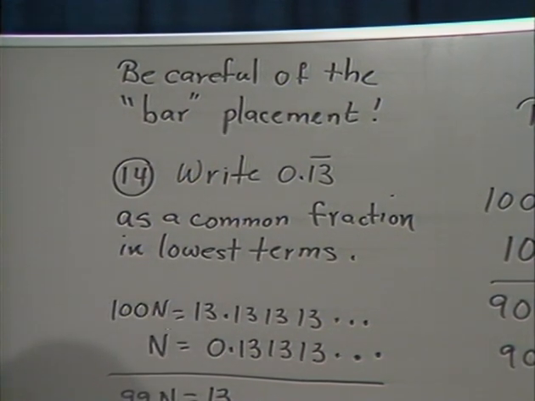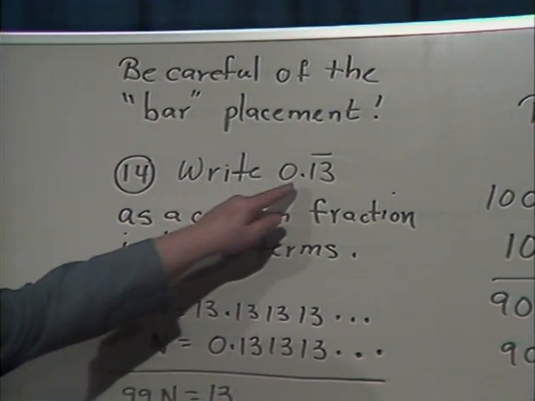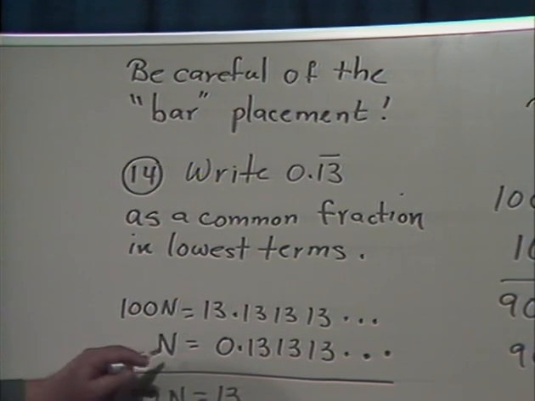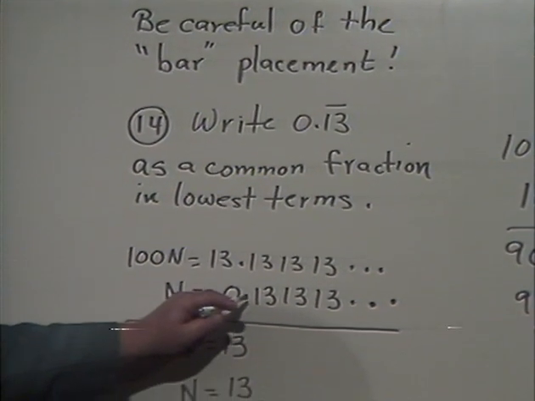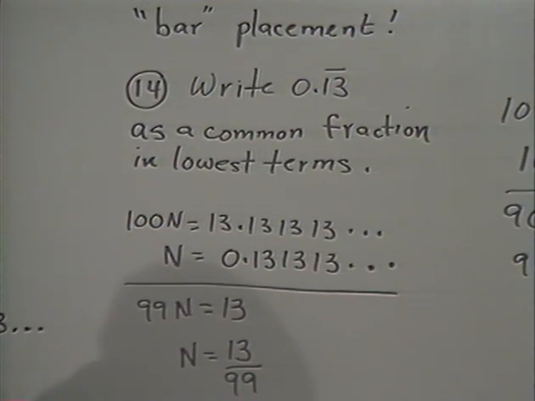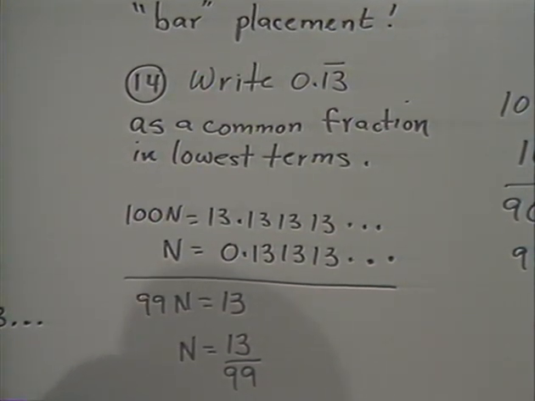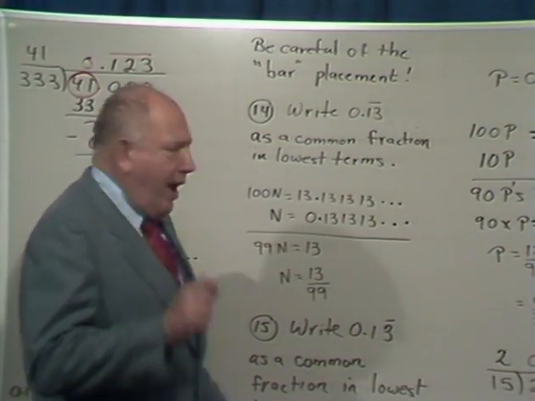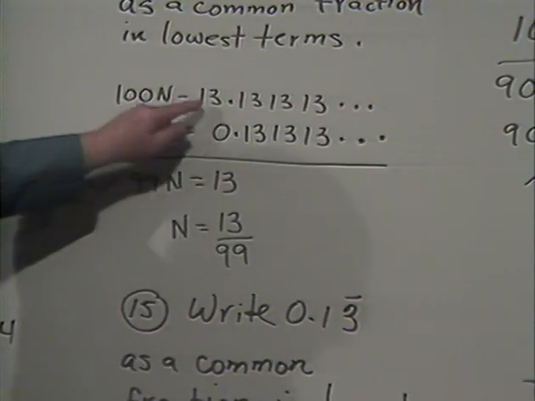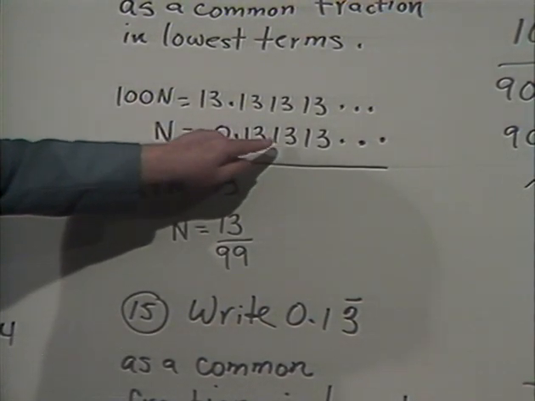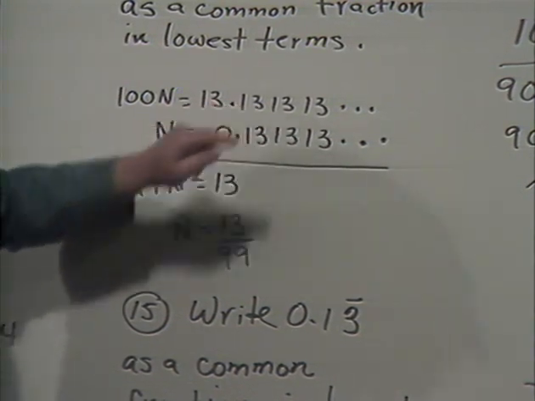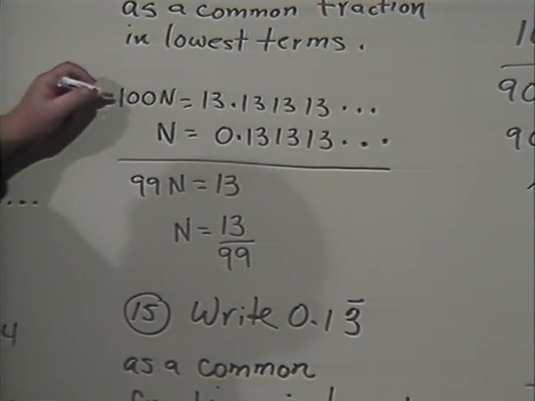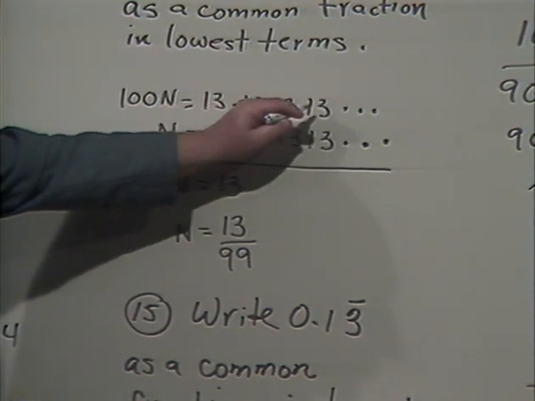Let me give you two problems that look almost alike. The first one says, take 0.13 with a bar over it and write that as a common fraction in lowest terms. In other words, if I call that number n, what's 0.13 with a bar over it? It's 0.13, 13, 13, 13, 13. The 13s go on forever, so I move the decimal point 2 places to the right because the repeating cycle is 2 digits. If I move the decimal point 2 places to the right, I get 13.13, 13, 13, etc. But moving the decimal point 2 places to the right multiplies by 100, so 100 n's are 13.13, 13, 13.